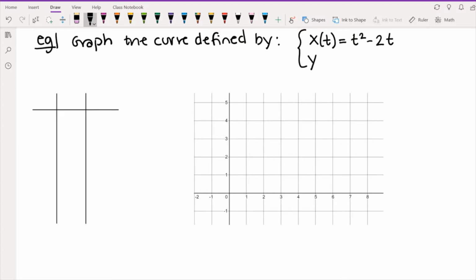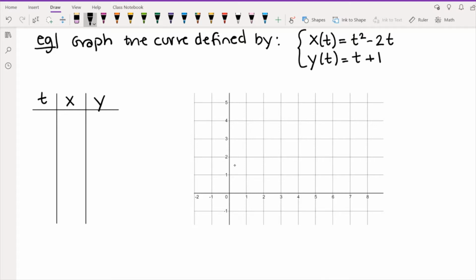And y of t, so y is also a function of t, is equal to t plus 1. Okay, so how do we make sense of this? Basically, we want to make a table, and we're going to look at different values of t and then see what comes out for x and what comes out for y for each of those different values of t. And once we have those different values, then we'll be able to plot some points for what we get for x and y.